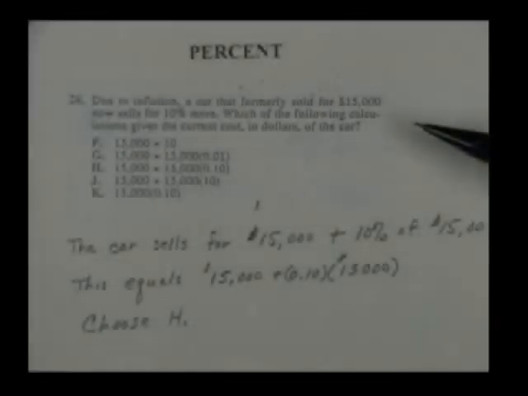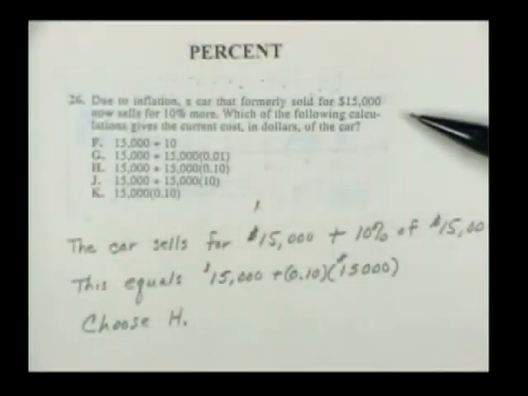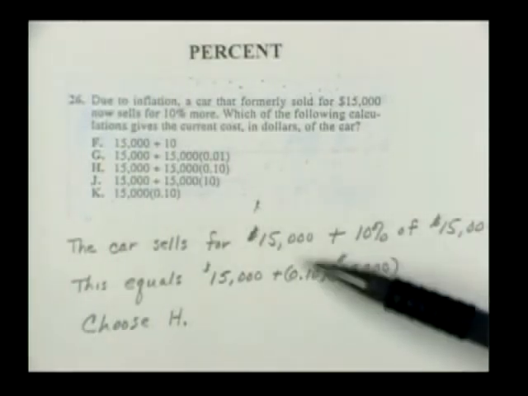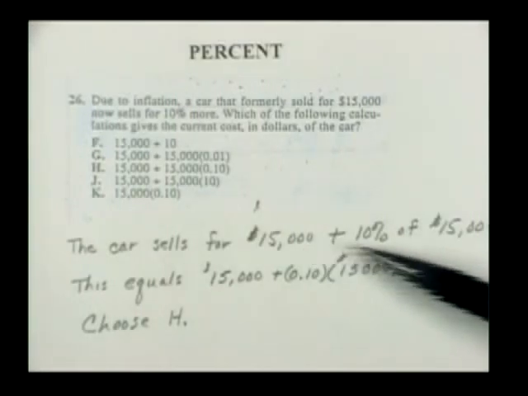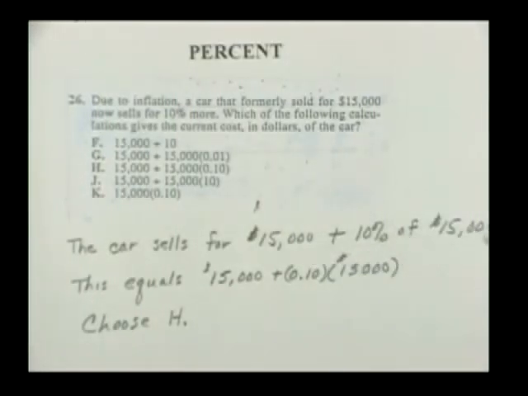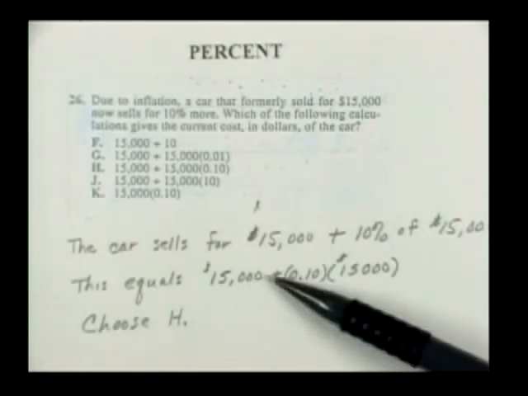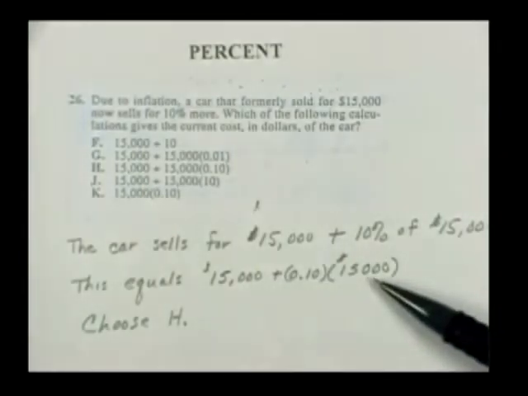Due to inflation, a car that formerly sold for $15,000 now sells for 10% more. Which of the following calculations gives the current cost in dollars of the car? The car sells for $15,000 plus 10% of $15,000. This equals the expression 15,000 plus 10/100 times 15,000. Choose H.